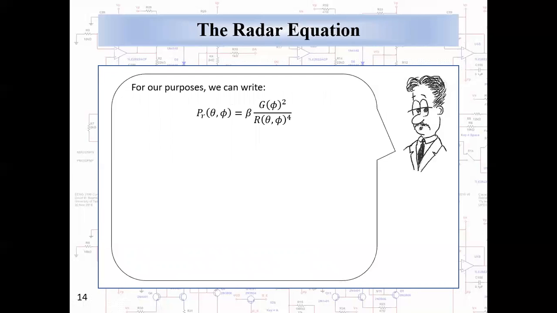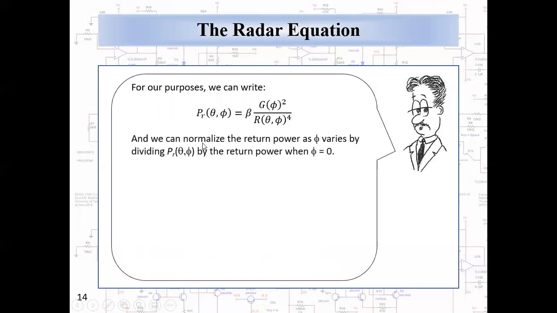So we will write the reflected power as a function of theta and phi, and we'll take all of those constant terms and roll them up into a constant we'll call beta. Then we'll normalize the return power as phi varies by dividing the return power as a function of theta and phi by the return power when phi equals 0. So the normalized return power is given by this expression.